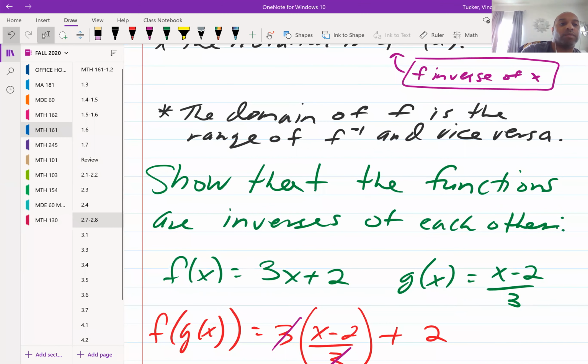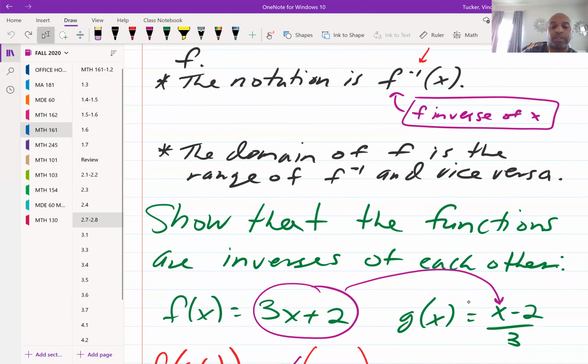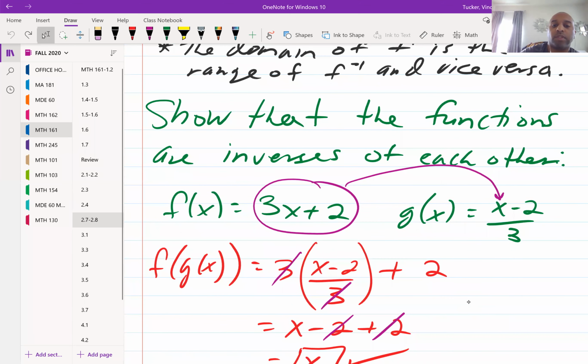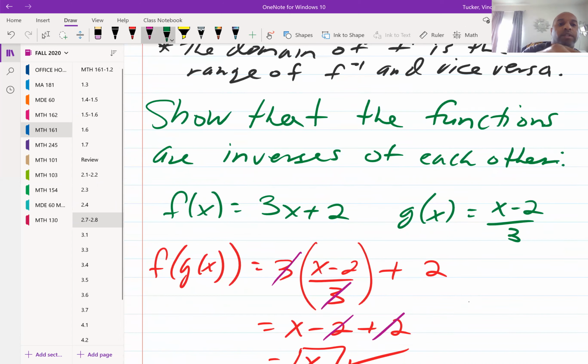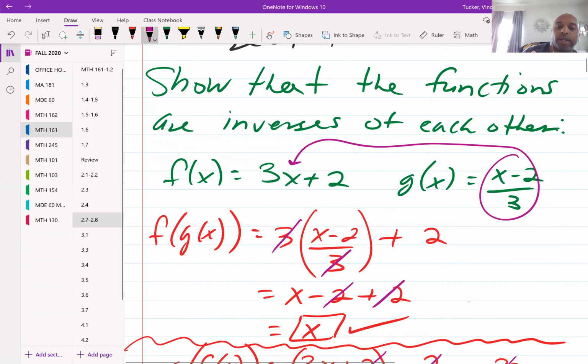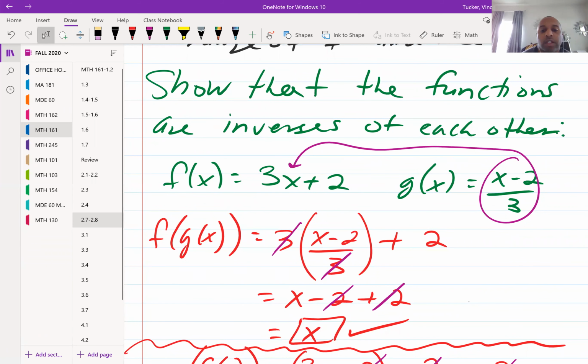So first thing I decided to do is take f and plug it into g. Oh, no, let's do this. I think I did g and plugged it into f. So take g and plug it into f. And so that's 3 times x minus 2 over 3 plus 2. 3's cancel. That leaves you with x minus 2 plus 2. 2's cancel and leave you with just x.